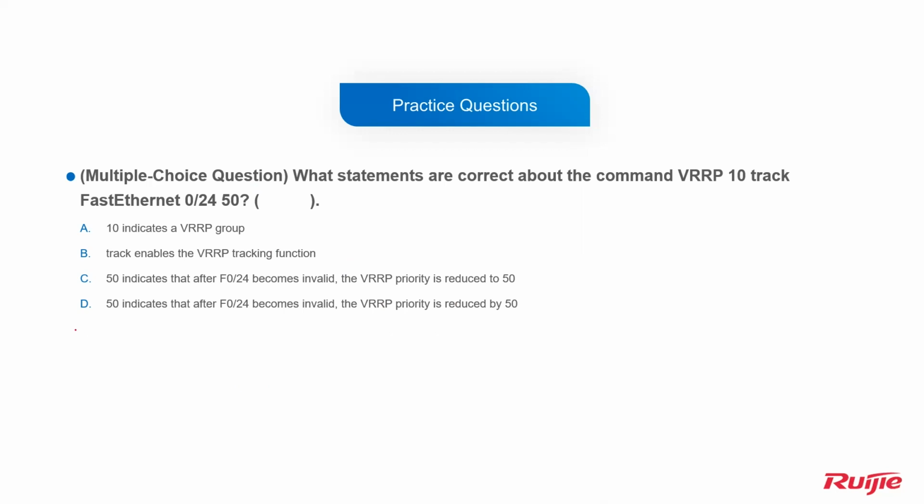Okay, and D is reduced by 50. So you can find that 50 represents that once the port is invalid, the VRRP priority value is reduced by 50, while not reduced to 50. So here we choose A, B, and D. Okay, that's all for this part.